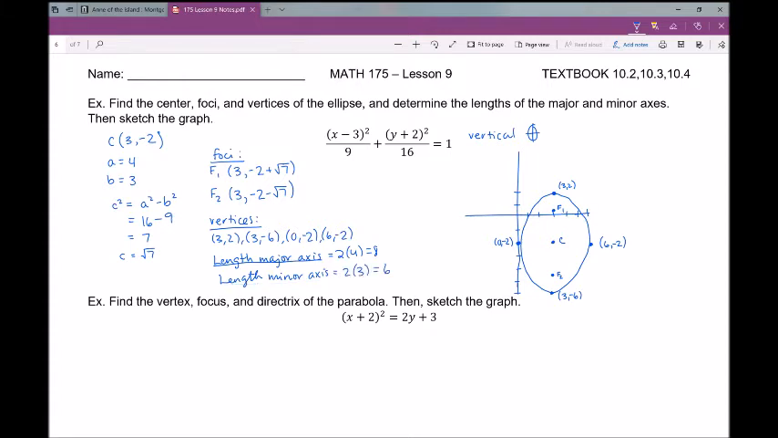Alright, so we found everything we need to find and we've sketched our graph. So it's really not that different from what we did before. It's just now our center is not at the origin.